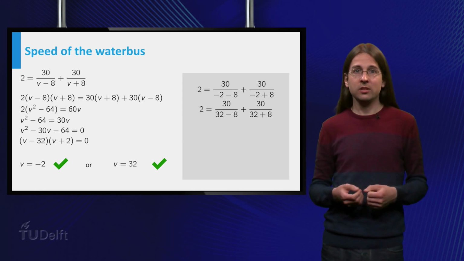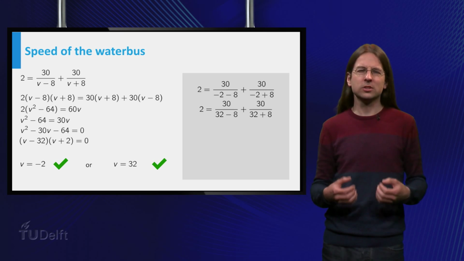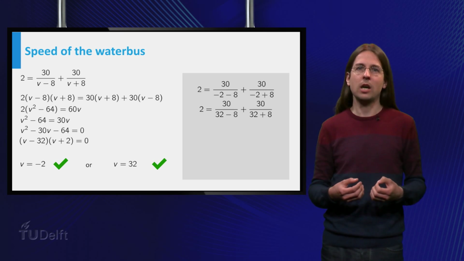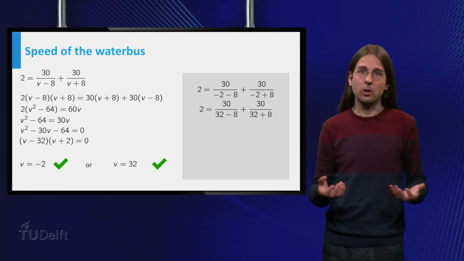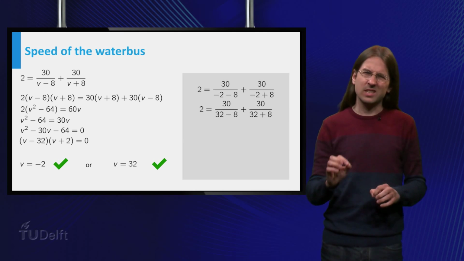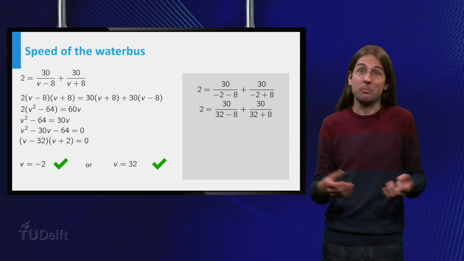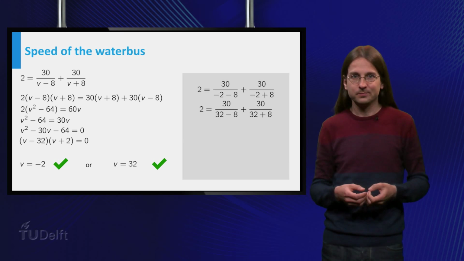In our application, the boat must clearly have a positive speed, so the first solution is nonsense. And we see that the boat has to cruise slightly faster than 30 km per hour to compensate for the flow of the water. In the real world, the flow of the river is a little less strong and the ferry just turns its engine faster or slower to make both trips last exactly 1 hour.